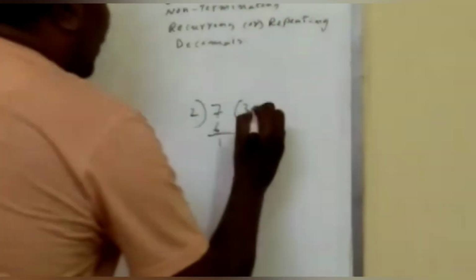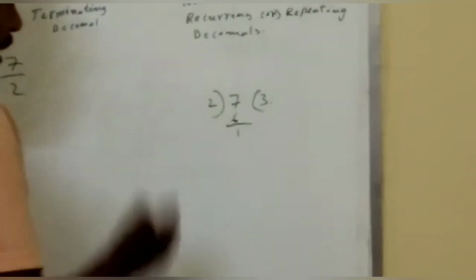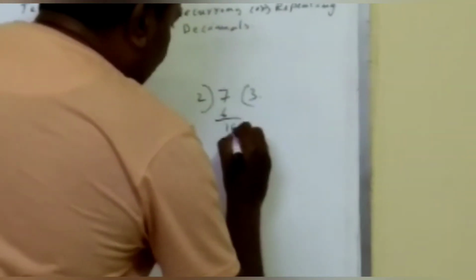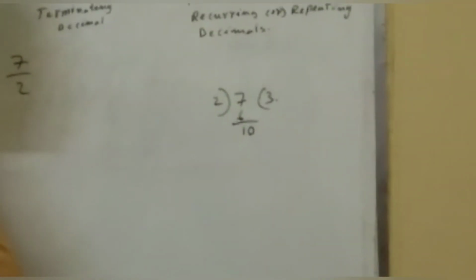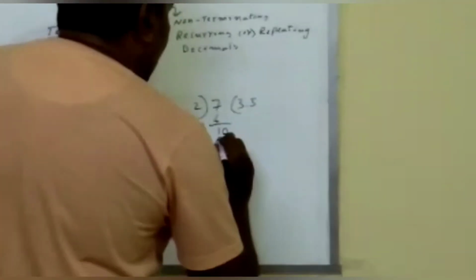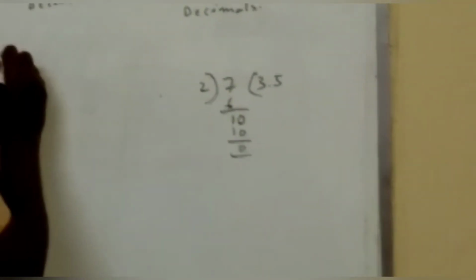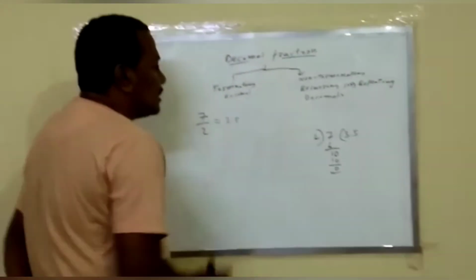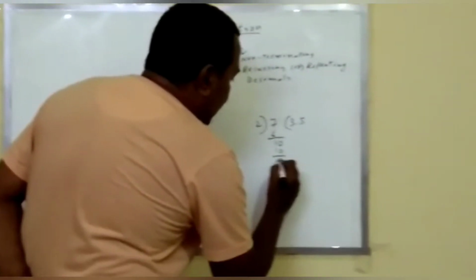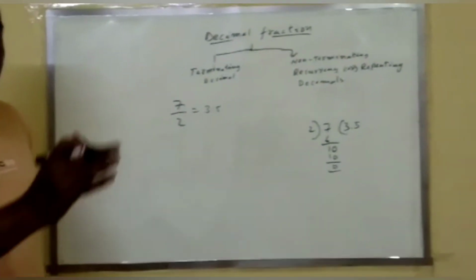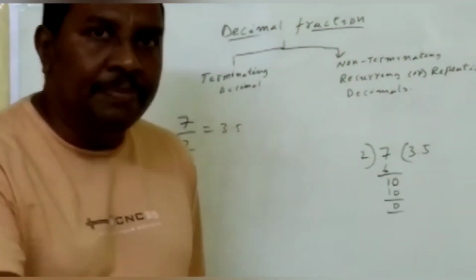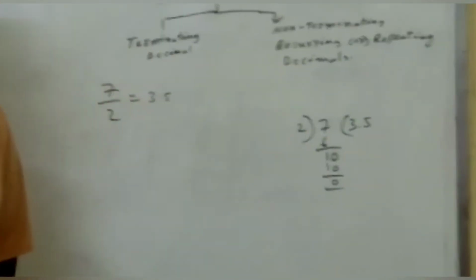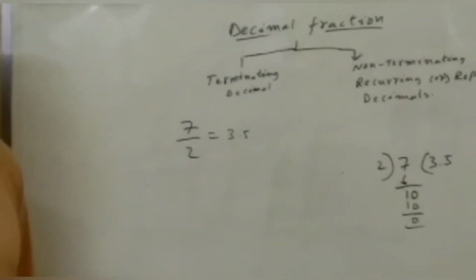Okay, so keep a decimal. After keeping the decimal, you can keep a 0 beside the remainder, that becomes 10. Now 2 exactly divides 10: 2 fives are 10 and the remainder is 0. So 7/2 becomes 3.5. That means at a certain step you get the remainder 0. Such decimals are called terminating decimals.